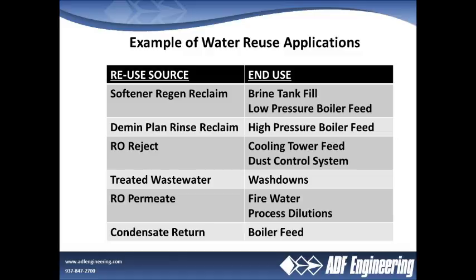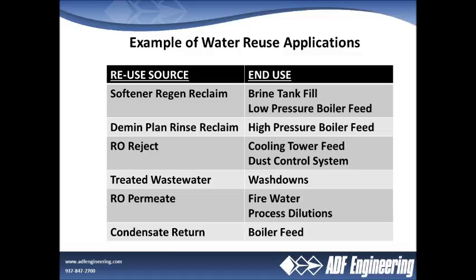So here are some examples of wastewater sources that you can reuse. Softener regeneration, the first one we already talked about. You can also use it in low pressure boiler feed directly, possibly. If you have demineralizers that you regenerate on site, the rinse water from that can be used to make up the high pressure boiler water.